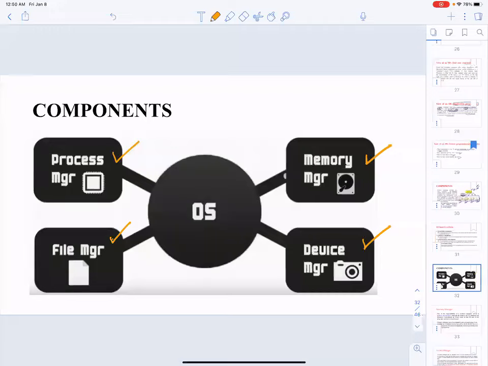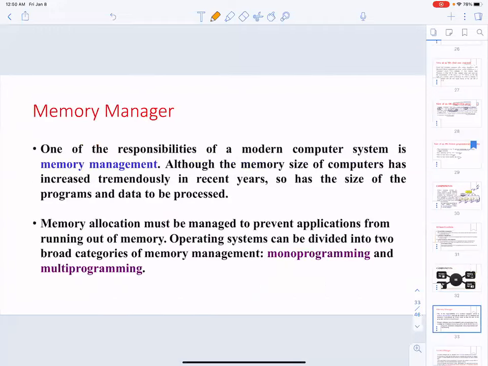Let's start with the first one, which is the memory manager. That means we are looking at a part of the operating system that is responsible for managing the main memory. When I'm talking about memory, I'm talking about the main memory, in other words, the RAM. One of the responsibilities of a modern computer system is to manage memory. Memory management means resource allocation, like how to allocate the processes into the memory efficiently.